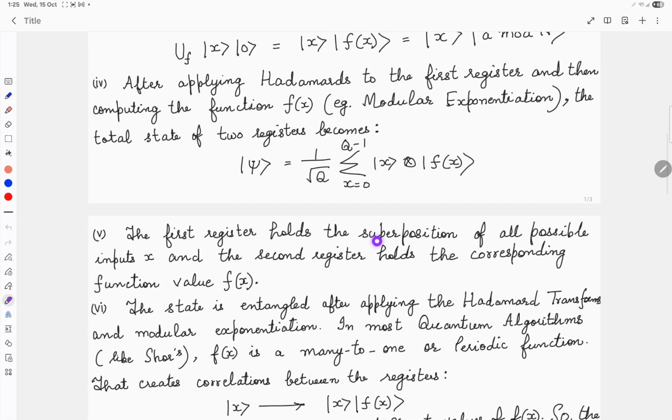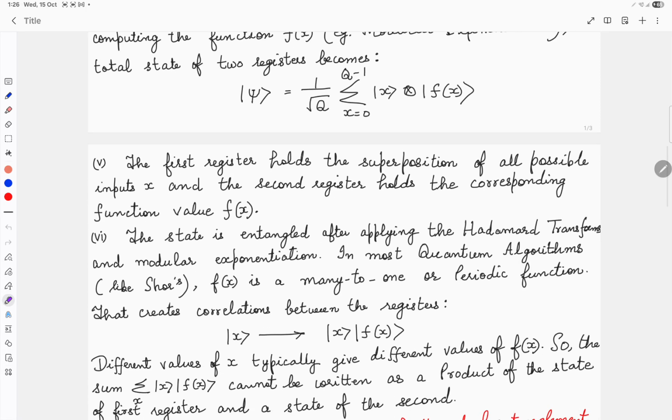Now the first register holds the superposition of all possible inputs x, and the second register holds all the corresponding function values. So that's the placement of the values in the registers. The first register contains the x values and the second register contains the f(x) values. Now this state is entangled. After we apply the Hadamard gate on the first register and the modular exponentiation on the second register, the overall state becomes entangled.